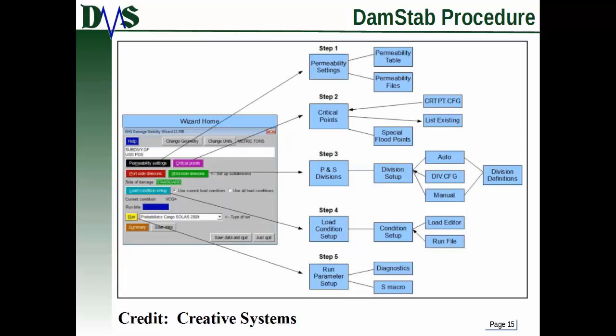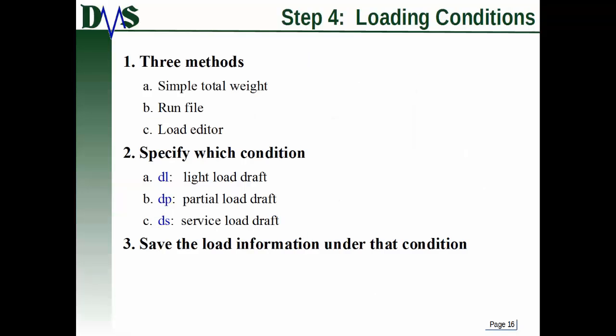Okay, so you've spent considerable amount of time doing that. Now we're on to step 4. So you click your button for your loading condition setup. There are 3 methods for setting up loading conditions. Number 1, you can just type in the total weight. Number 2 is you can create a run file that adds all of the individual weights and sets the tank loads and all of that. Or number 3, you can use the load editor, which is an interactive GUI that GHS has for specifying loads.